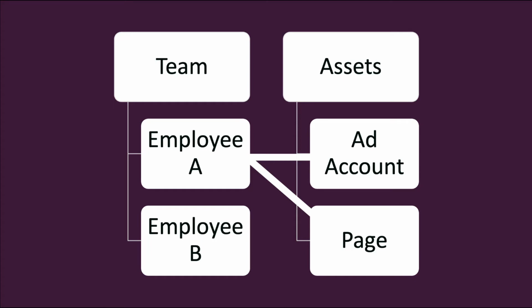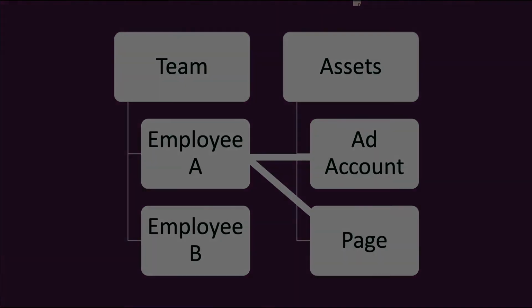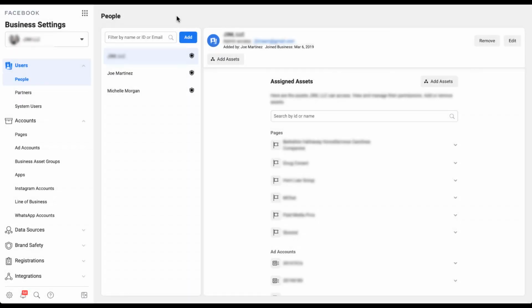In this scenario, if these two are only employees, then employee A will only see what they have access to and employee B will not see this. But if these two folks both have admin access, they're kind of the admin portion of Business Manager, then they'll both be able to see all of the ad accounts and pages like I can in the examples that we have, even if I'm not assigned to them. Just remember how each of these impacts what somebody can see and what they can work on in Facebook Business Manager.